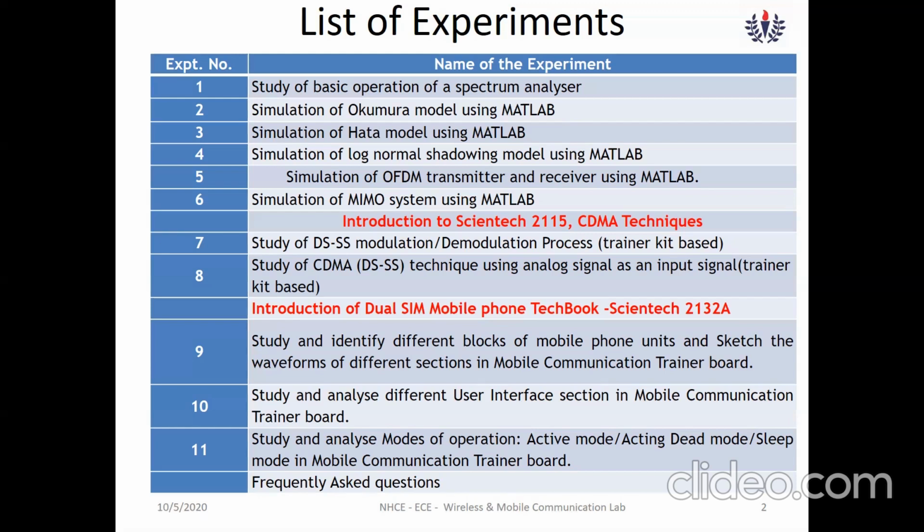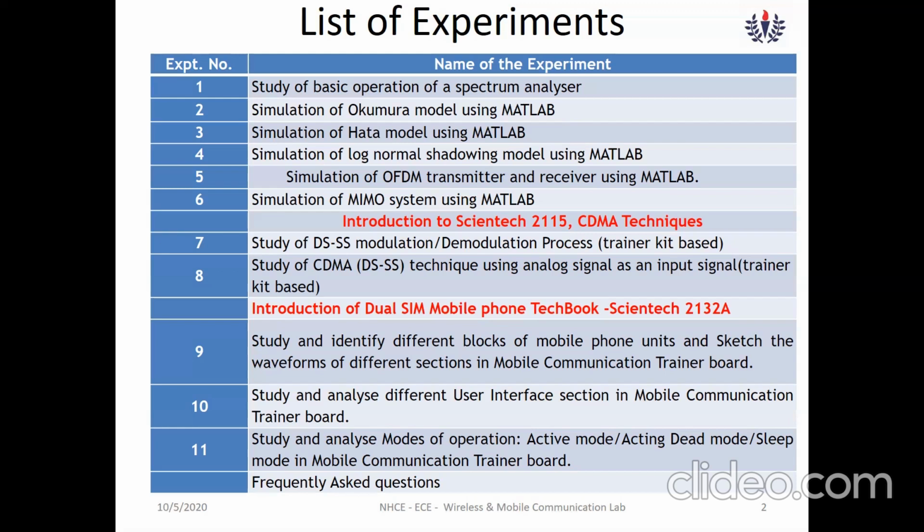The fourth experiment is the log normal shadowing model, which is an advanced model when compared with Okumura and Hata, because in the log normal shadowing model, we will be able to predict the exact propagation environment in terms of obstacles also.